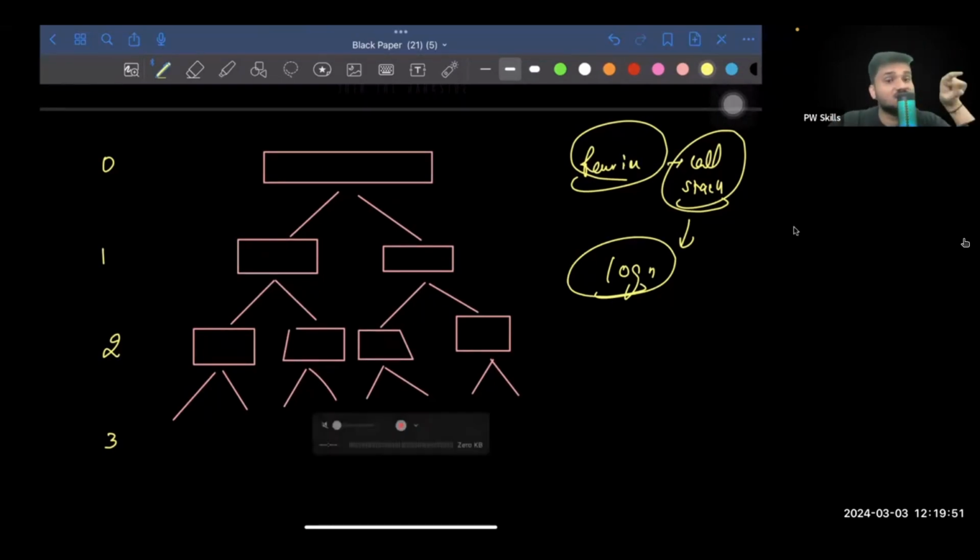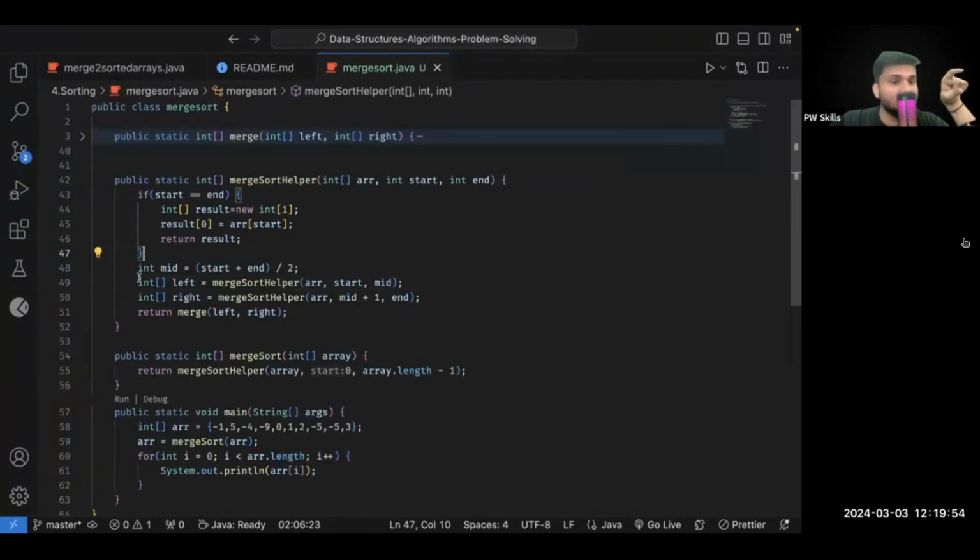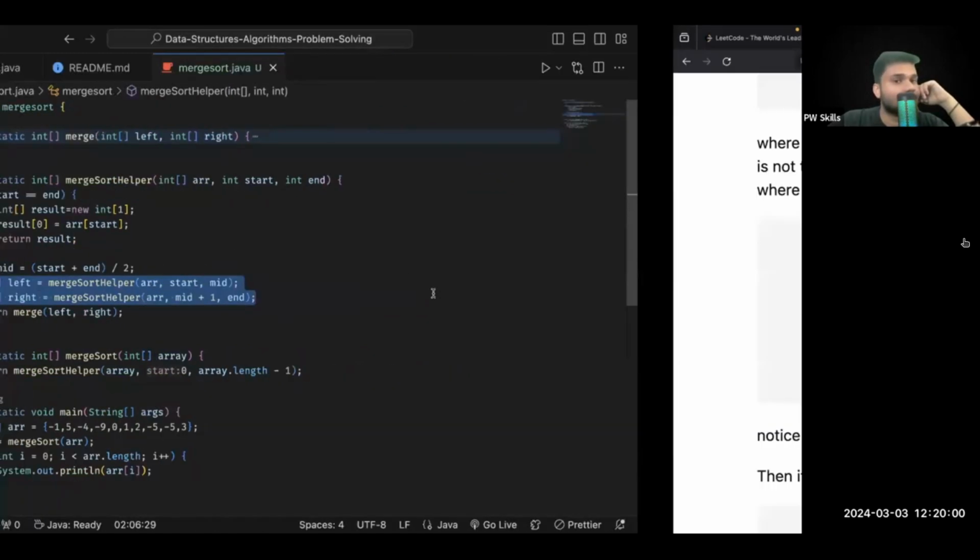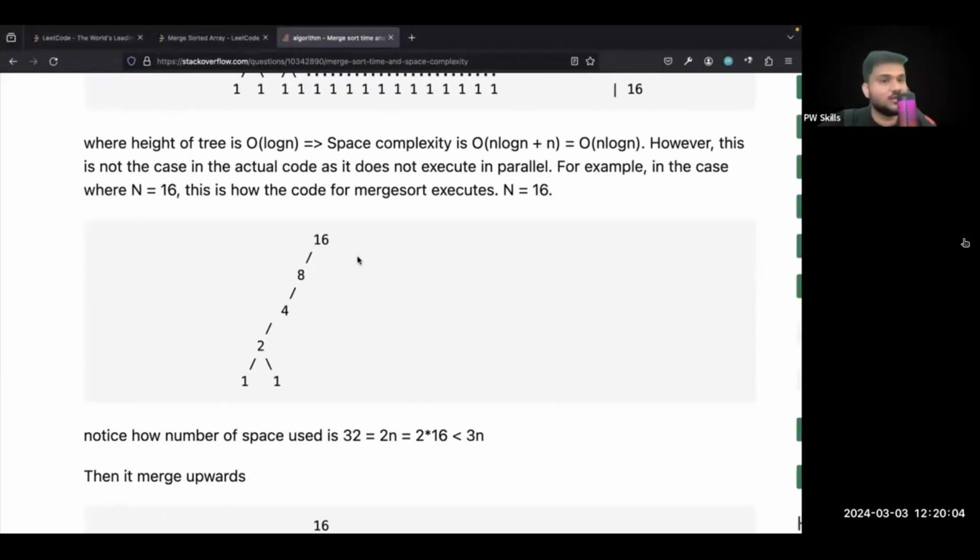But apart from the call stack, do you remember we are making these resultant arrays? This is also extra space. So that's what the author is mentioning here. Let's say you have a 16 length array, then you divide it and have the left part as 8, then 8's left part as 4, 2, 1 and 1. If you sum this up, what do you get? 16 plus 8, 24, plus 4, 28, plus 2, 30, plus 2, 32. Can I say 32 is less than 3n? Yes or no?